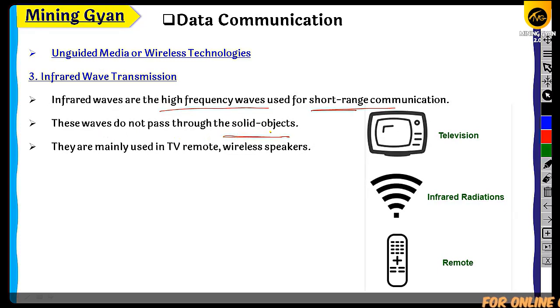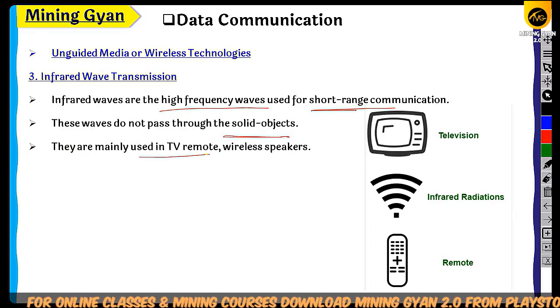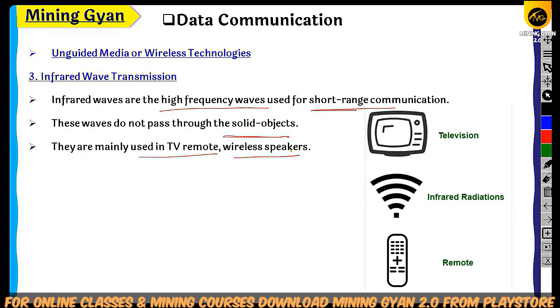So when a solid object comes as an obstacle, for example any wall or any kind of obstacle between the remote and the television, it cannot work or operate the television. So they are mainly used in television remotes and wireless speakers. So these are infrared wave transmission.